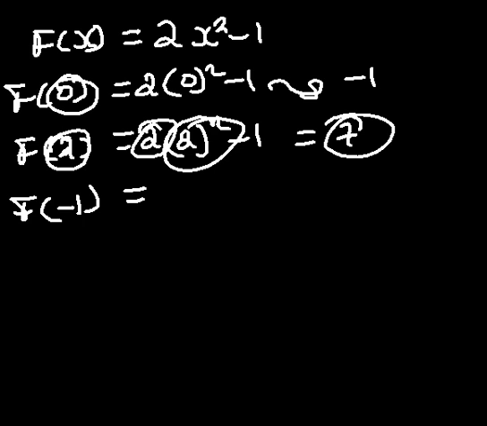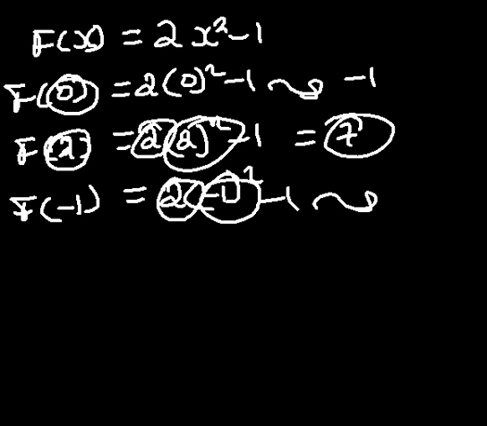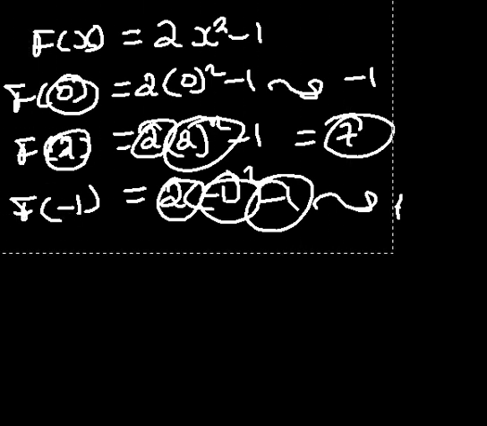And f of negative 1 will be 2 times negative 1 to the power 2 minus 1. So what's that? This is 1 times 2, which is 2. 2 minus 1 is 1. So that's how you have to understand the input as well as the output for such a function.